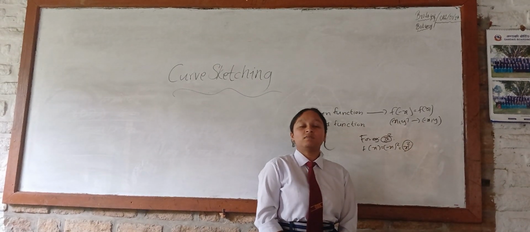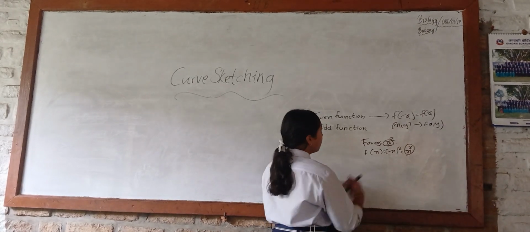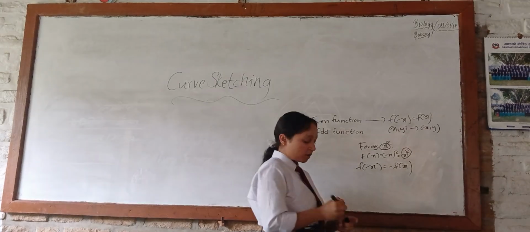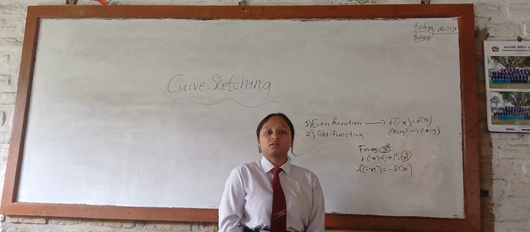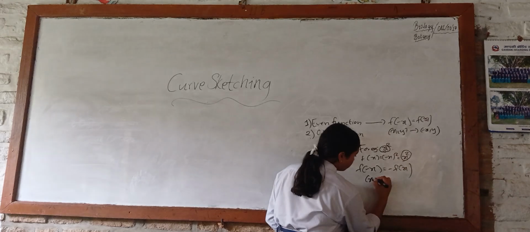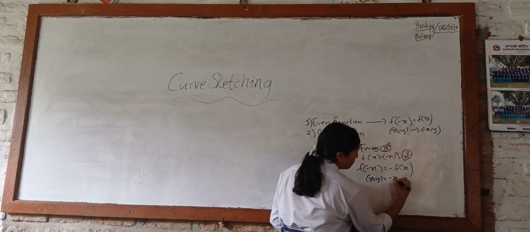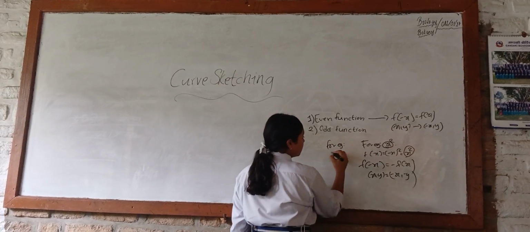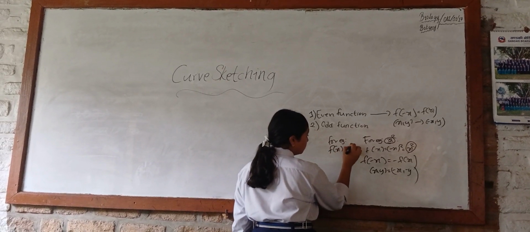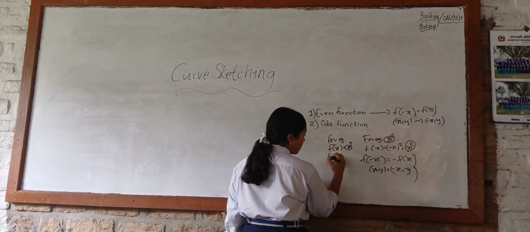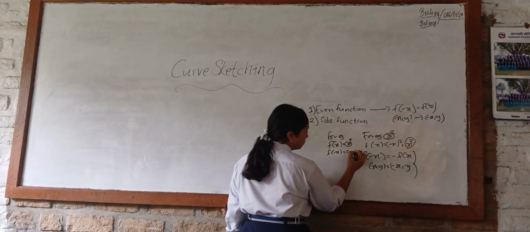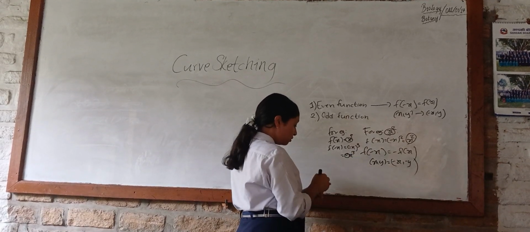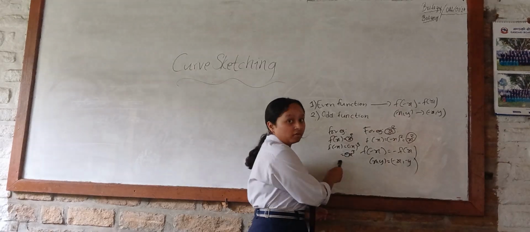A function is said to be an odd function if f(-x) is equal to -f(x). In this function, if (x, y) lies on the curve, then (-x, -y) also lies on the same curve. For example, suppose there is a function x cubed. If we replace x with -x, then there is a change in the function and there is a negative sign in front of the original function, so it is an odd function.